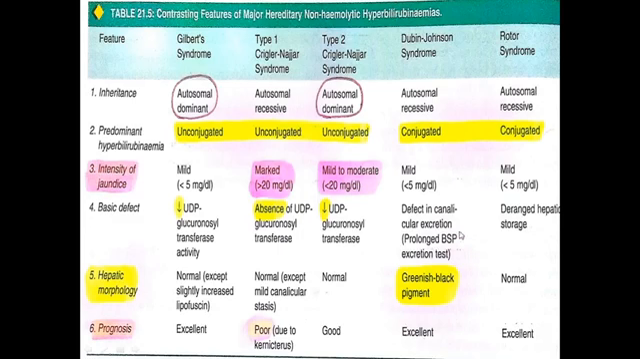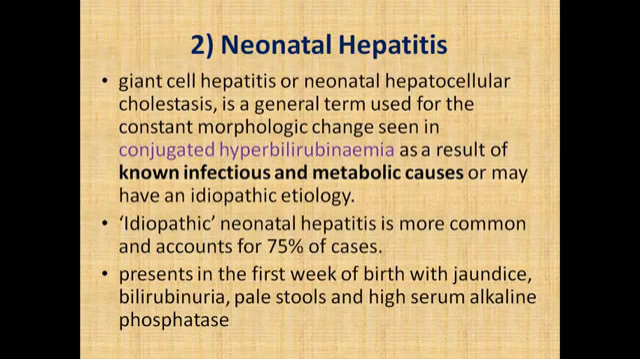There is the bromosulfation excretion test. This test has limited value for the diagnosis of Dubin-Johnson syndrome, but it is a must for the diagnosis of Dubin-Johnson syndrome. And there is greenish black pigment on liver morphology that you can see.